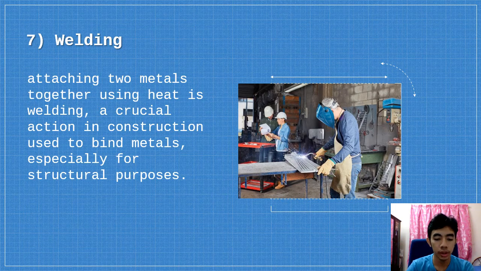Welding. The activity of attaching two metals together using heat is welding, a crucial action in construction used to bind metals, especially for structural purposes. There are different types of welding which can be used for different types of metal and different conditions. All welding is extremely skilled and can be difficult to master. It is also dangerous, so it is important that construction companies have strict safety guidelines.